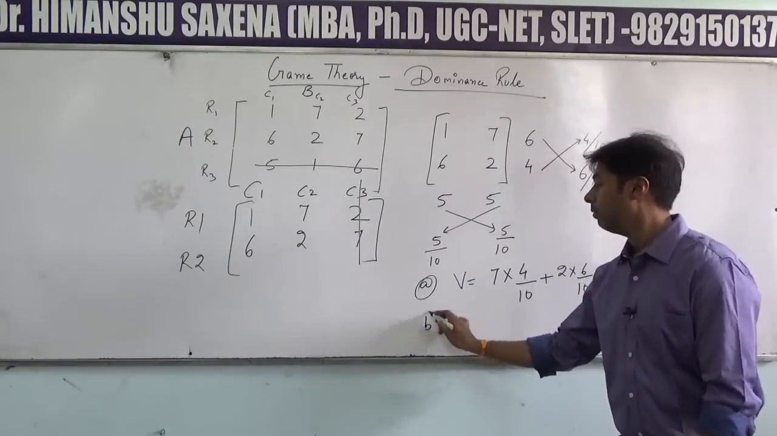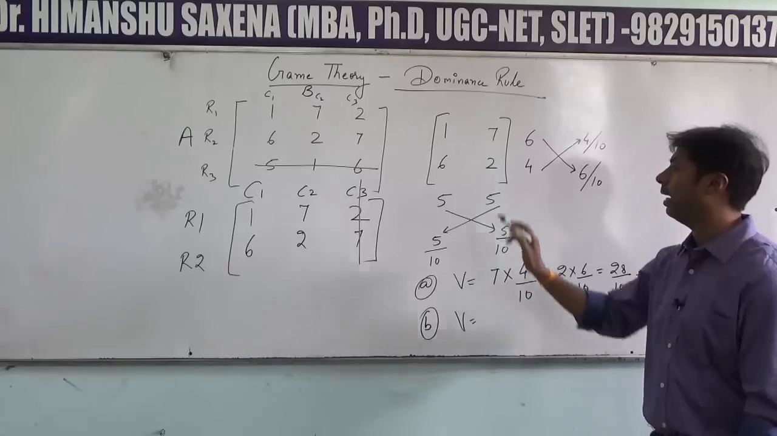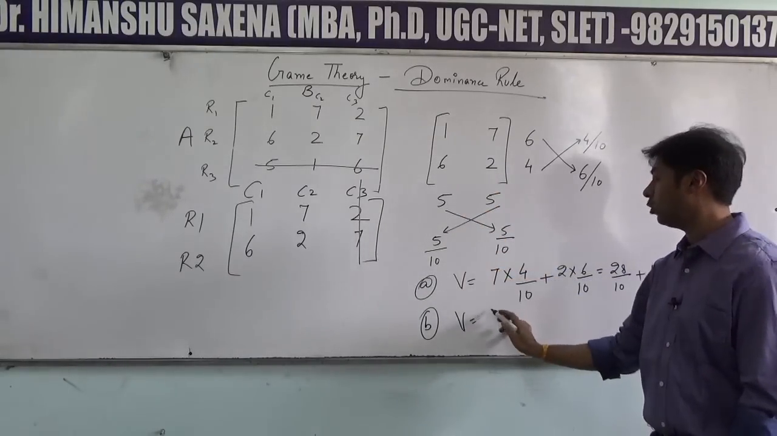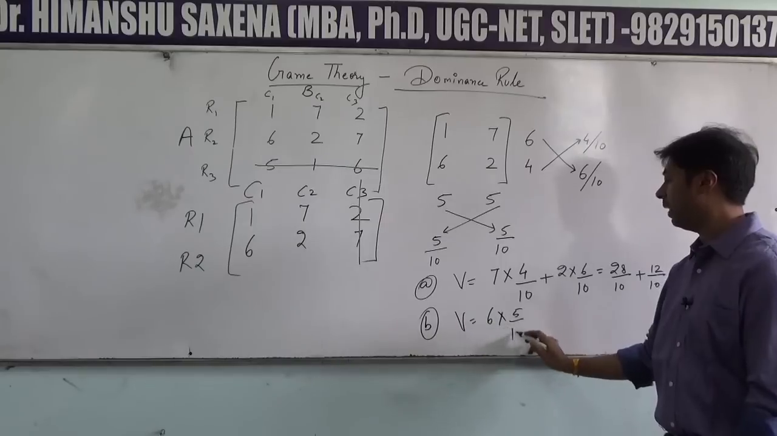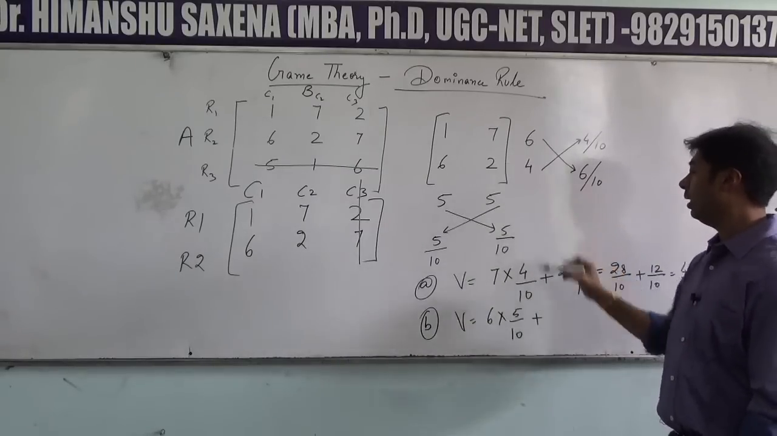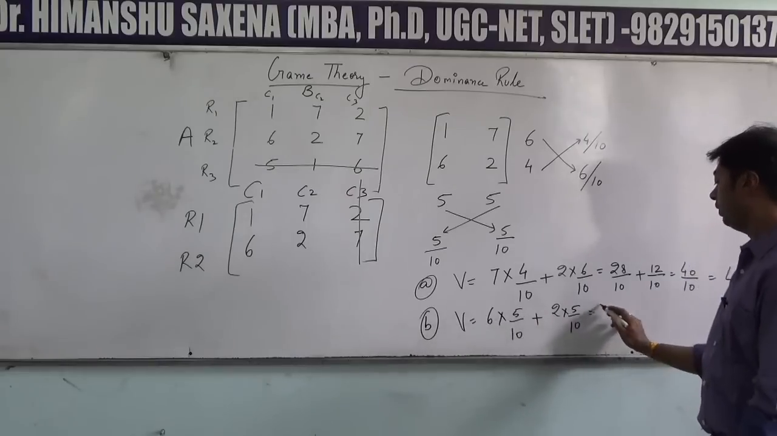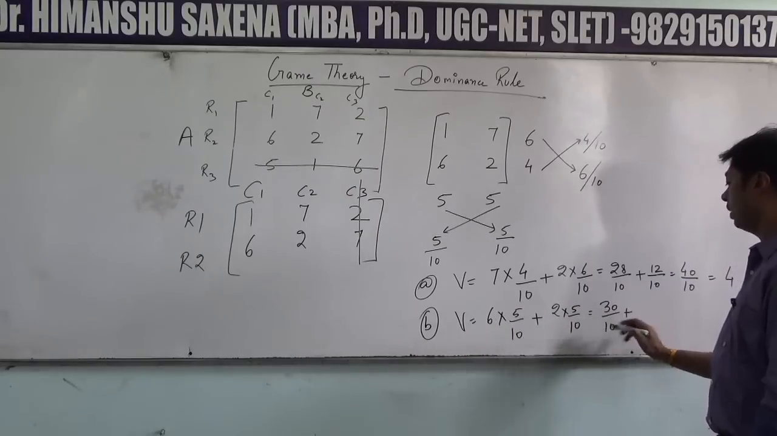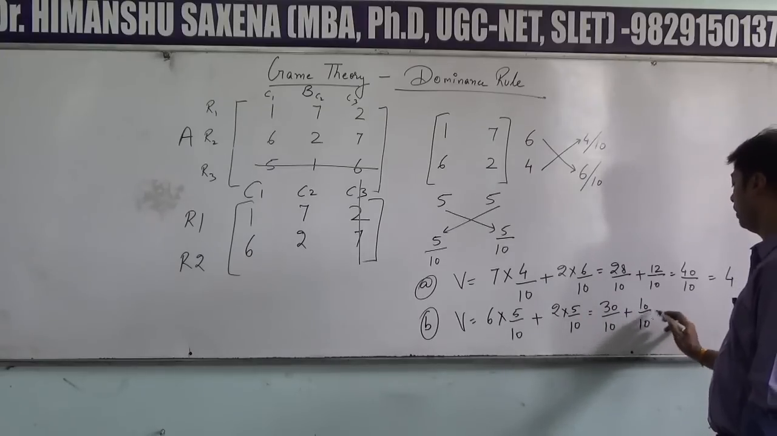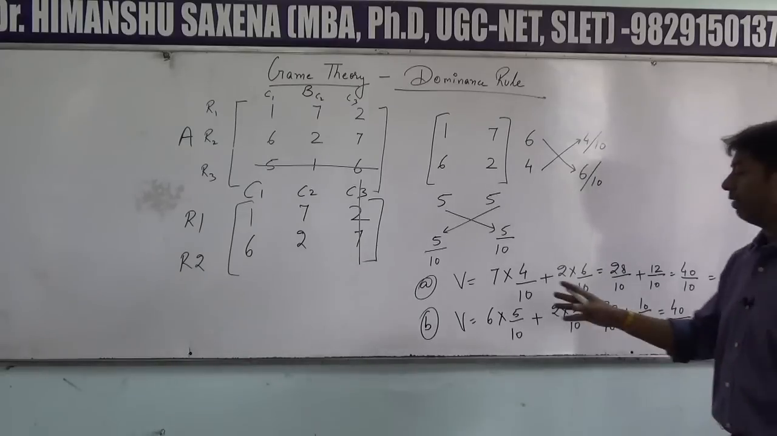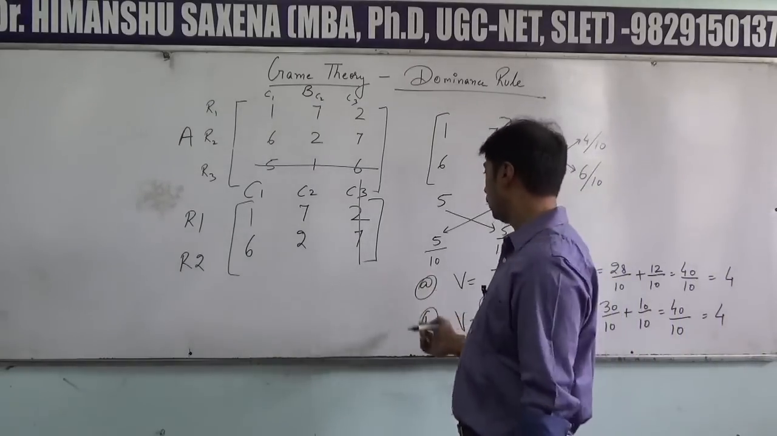Similarly, we can also calculate the value of the game by 6 multiplied by the fraction which is below it. 6 into 5 by 10 plus 2 multiplied by 5 by 10. So 6 5s are 30 by 10, and 2 5s are 10 by 10. This will again be equal to 40 upon 10, giving the value of the game as 4. So ultimately, the value of the game, both ways, is equal to 4.